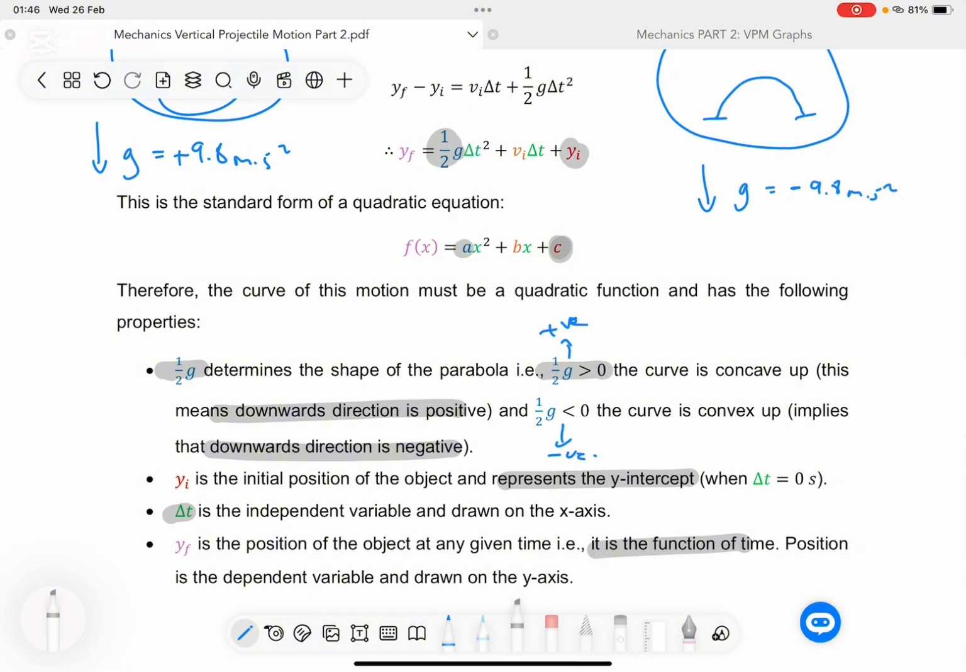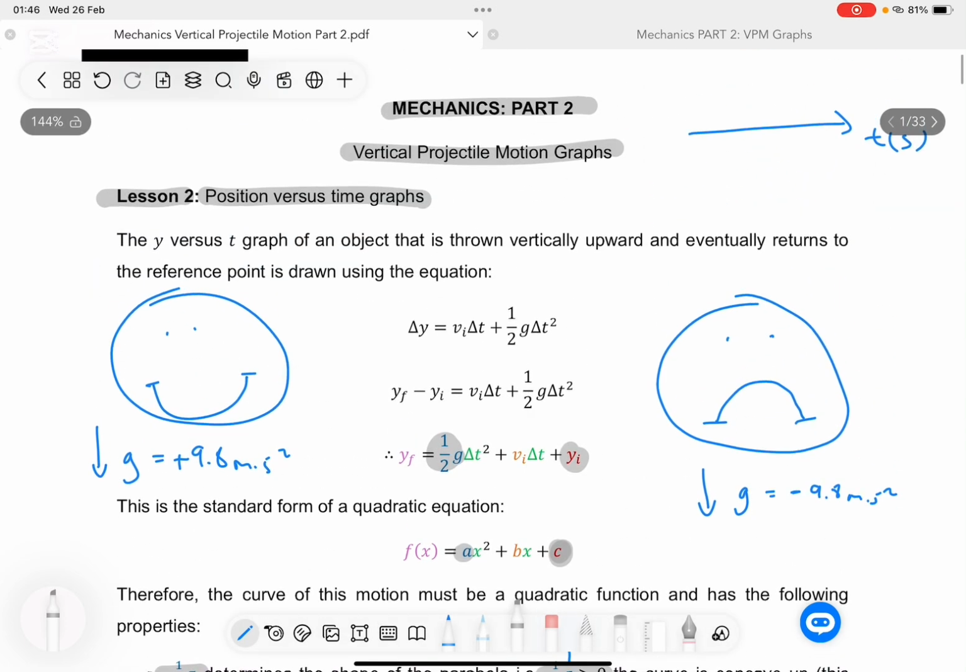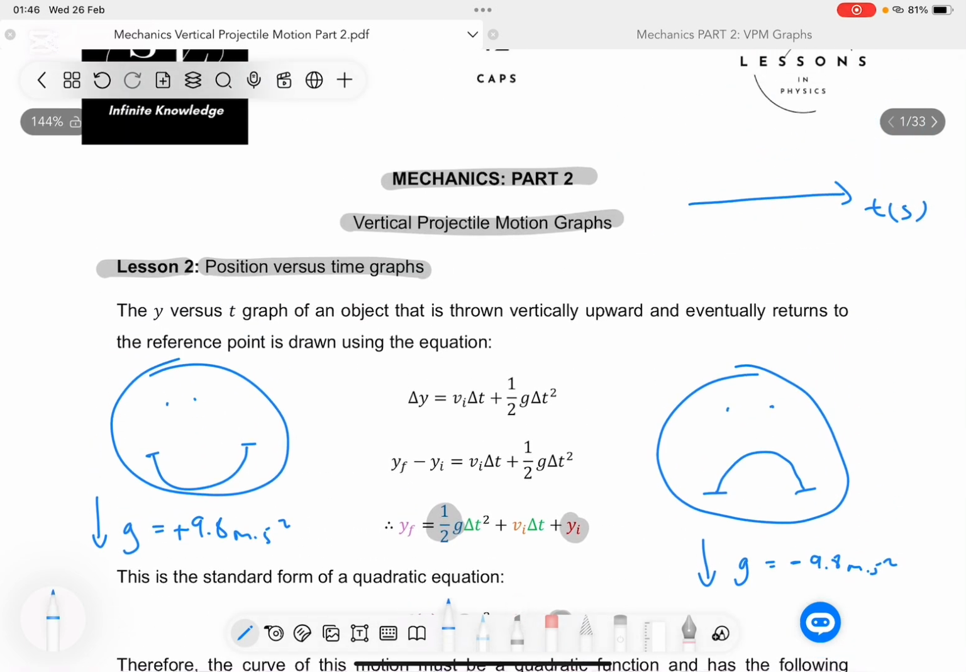The position therefore must be a dependent variable and it should be drawn on the y-axis. In this Cartesian plane, it means it is going to sit like this. So this is where you're going to get your position measured in meters. Remember, position is measured in meters. It's similar to finding a height, except that position is a vector quantity. Height will be a scalar quantity.